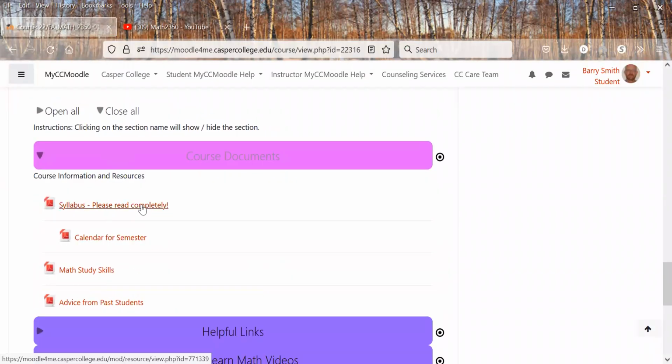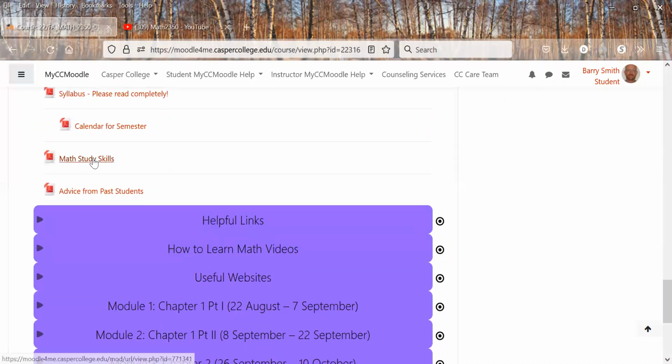Course documents: the syllabus, be sure to read it completely. It includes the course calendar, but I put it here separately. Here's math study skills, how to study for math classes or any classes for that matter. You're going to be using those during your journal entries throughout the semester, seeing which ones you choose to try and what's working for you and what's not. Here's some advice from past students, since this is a flipped class with student-centered learning, so it's a different methodology, and that's advice from them on what works and doesn't work and what you should do.